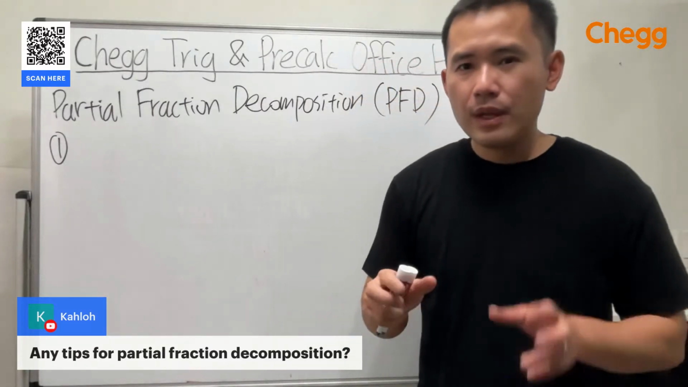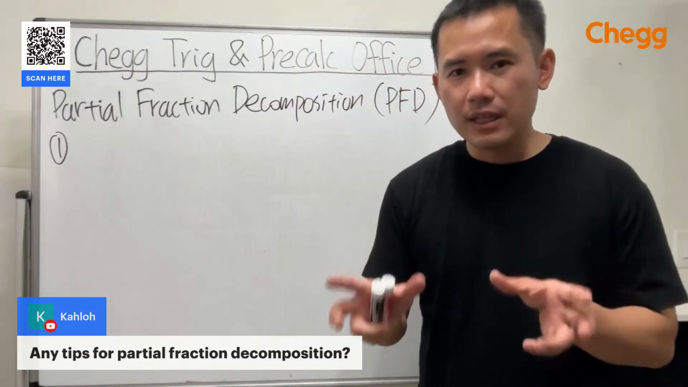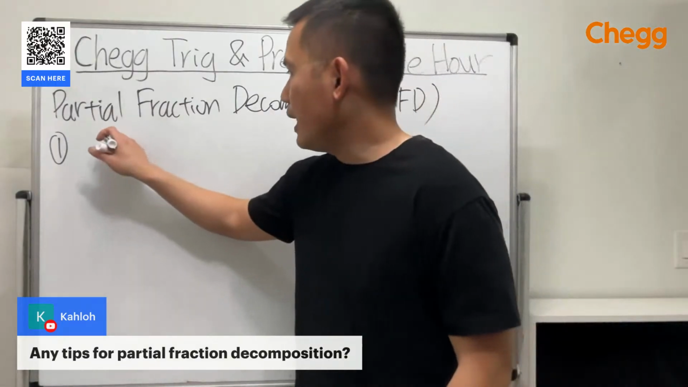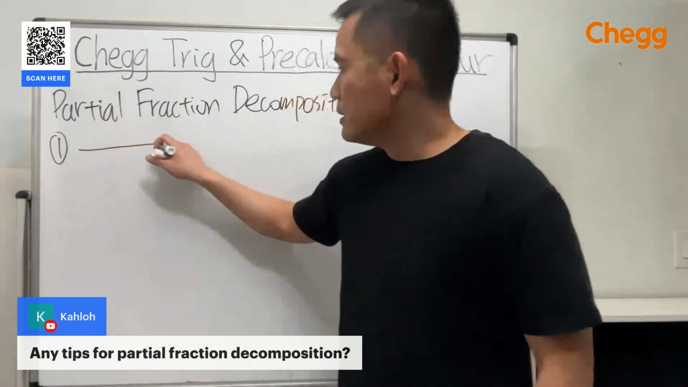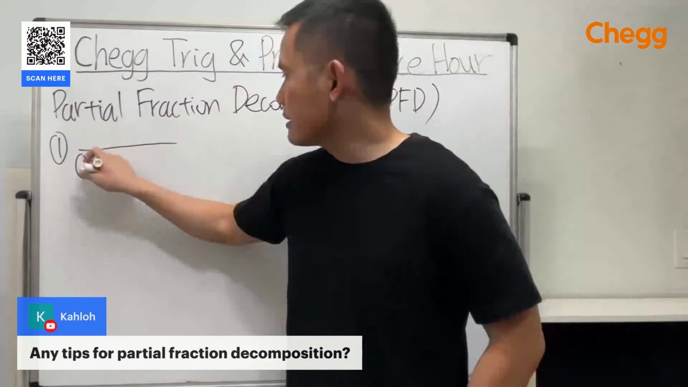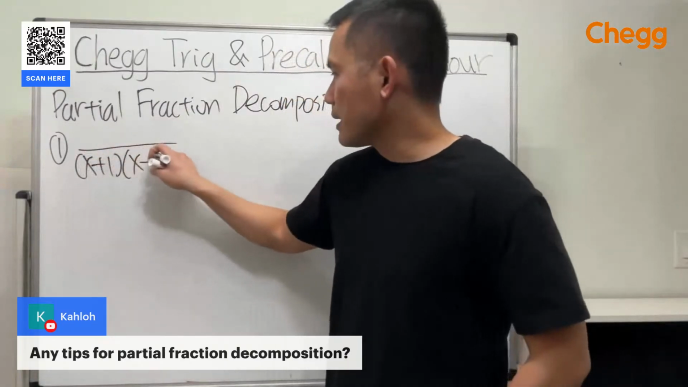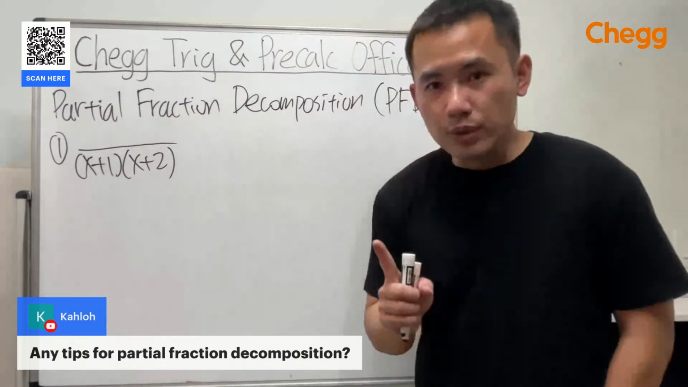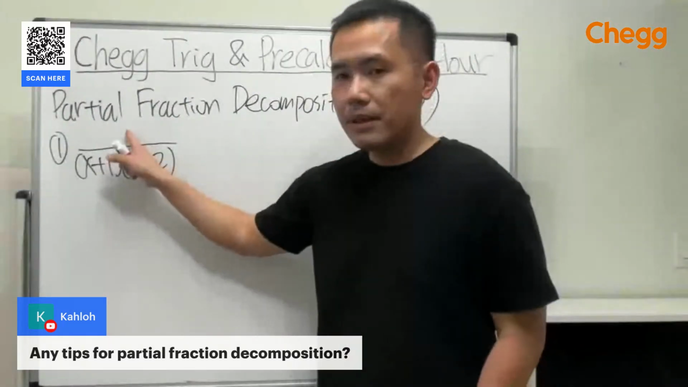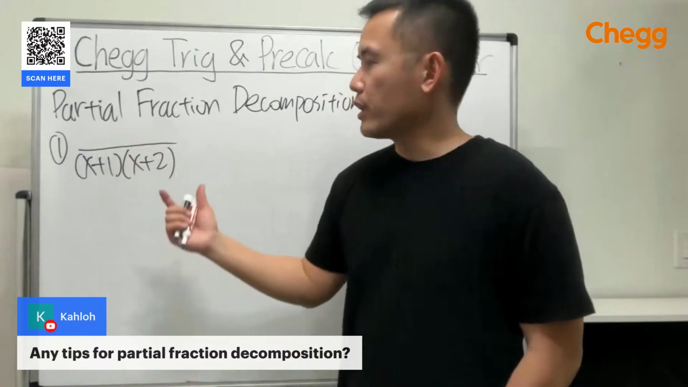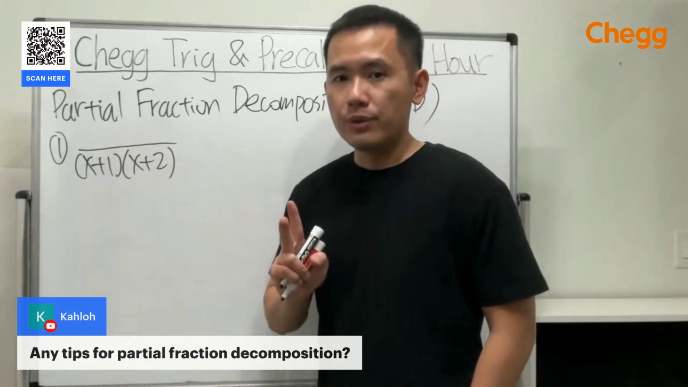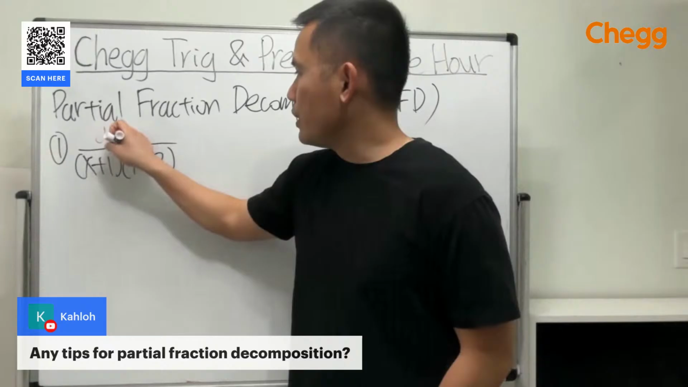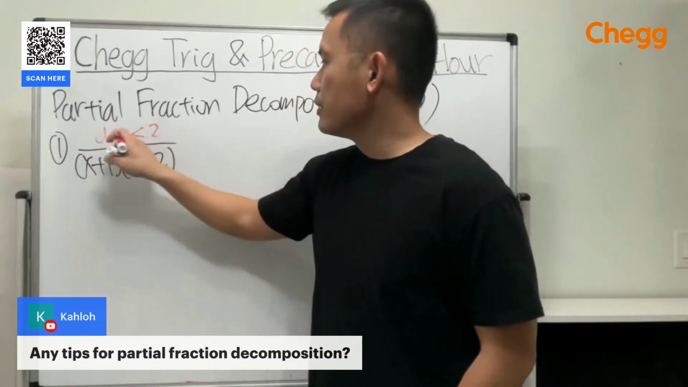Case 1. When you have linear factors on the bottom. So let's see. If you have something on the top, and let's say you have just x plus 1 times x plus 2. I'm going to keep it simple. Here's one rule though. The degree on the top has to be lower than the degree on the bottom. On the bottom, the degree is 2. So on the top, the degree has to be less than 2.